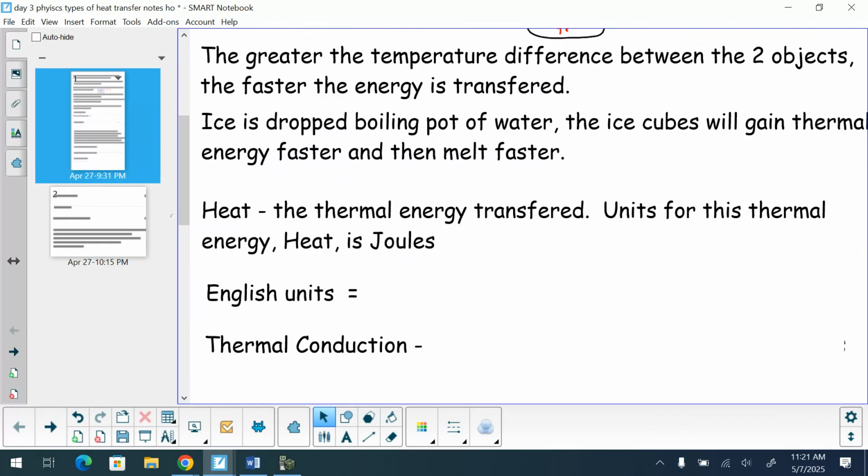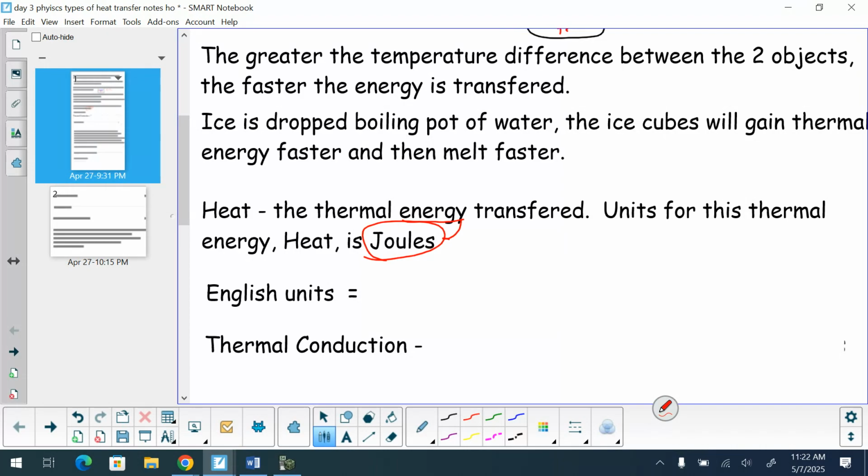When you talk about heat, this is the thermal energy that's transferred. Heat is thermal energy that is transferred. Since we are talking about thermal energy, it is energy. And when you talk about thermal energy, you're going to be in joules.